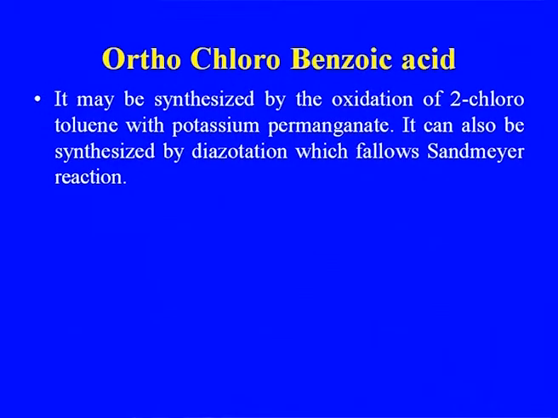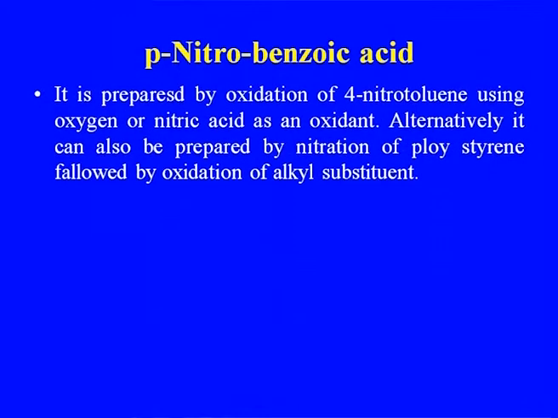Orthochlorobenzoic acid, again a benzoic acid; by the toluene route you can make benzoic acid. It may be synthesized by the oxidation of 2-chlorotoluene with potassium permanganate. It can also be synthesized by diazotization followed by the Sandmeyer reaction. Para-nitrobenzoic acid is prepared by oxidation of 4-nitrotoluene using oxygen or nitric acid as an oxidant. Alternatively, it can also be prepared by nitration of polystyrene followed by oxidation of the alkyl substituent.